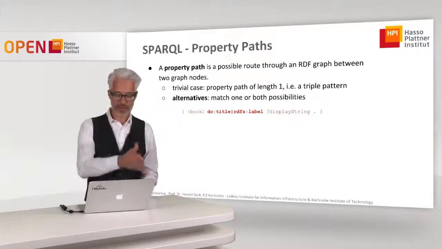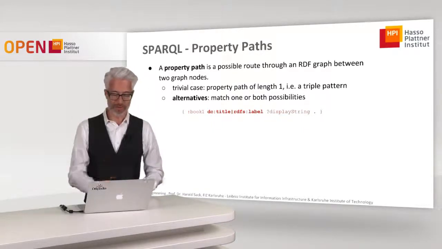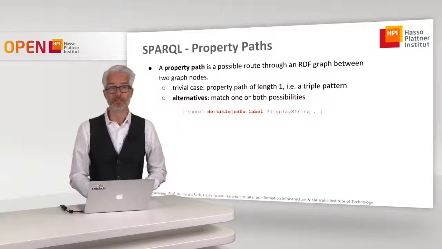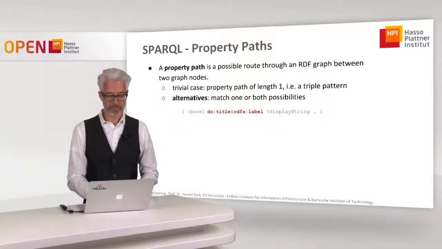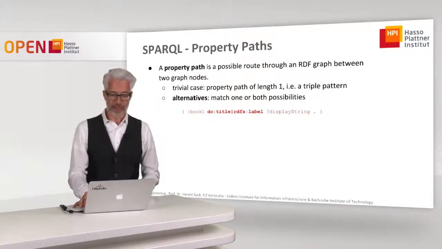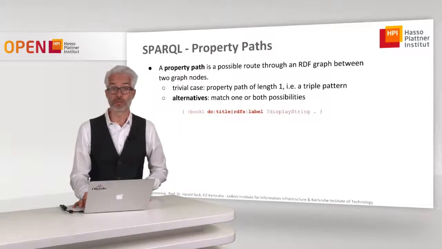So you then have books, and then the title of the books. And of course, the property that you are using is either DC title or RDFS label. Quite simple. And of course, you can also give more alternatives than only 2.